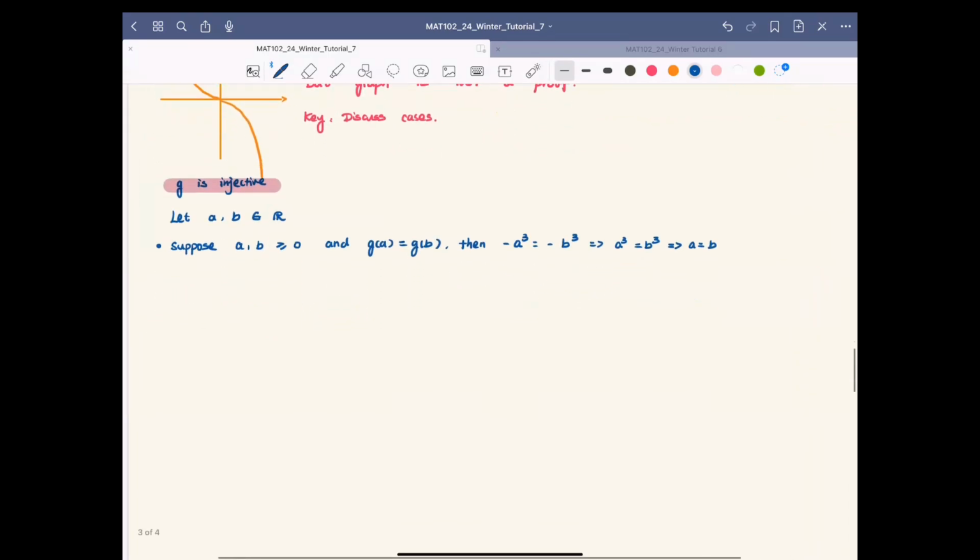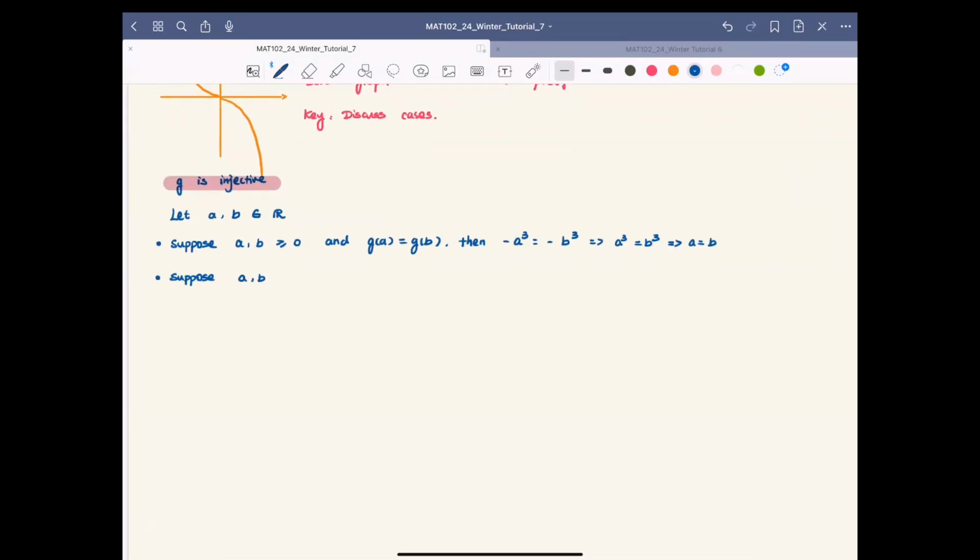Second case, they might both be negative. And G of A equals G of B.